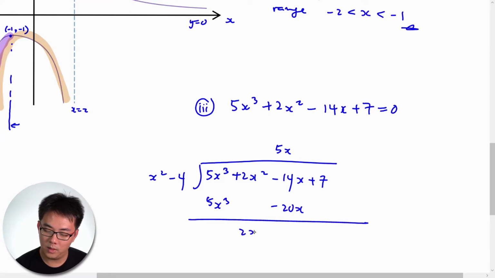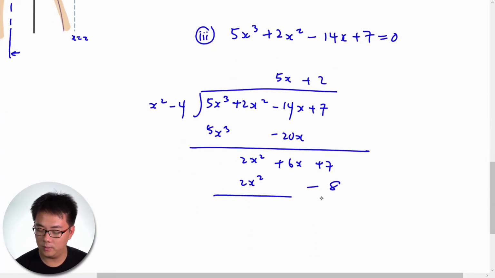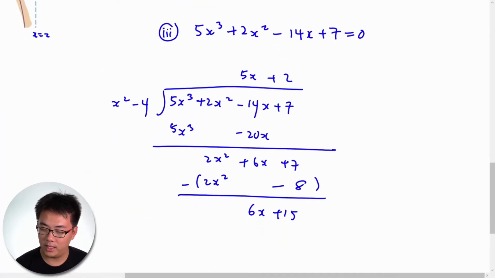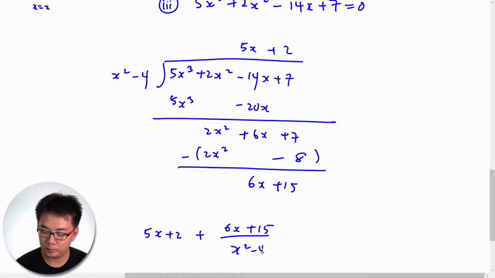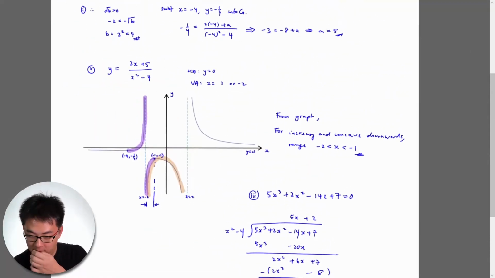This will be 2x squared. Sorry, x plus 7 plus 2. So it's 2x squared minus 8. So this will be 6x plus 15. Ta-da! So what I'll get is actually just 5x plus 12.